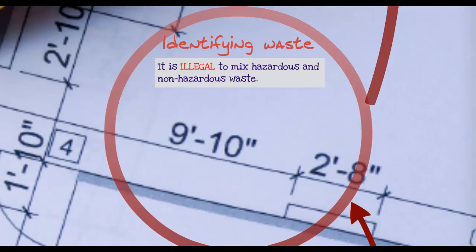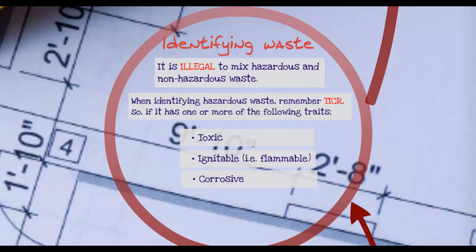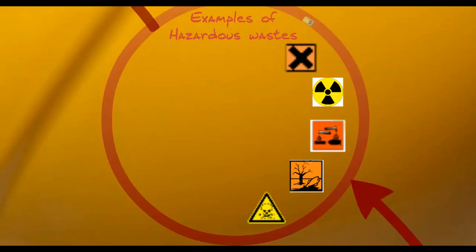Identifying waste. It is illegal to mix hazardous and non-hazardous waste. When identifying hazardous waste, remember TICR. So, if it has one or more of the following traits: toxic, ignitable, that is, it's flammable, corrosive, or reactive, it's a hazardous waste.